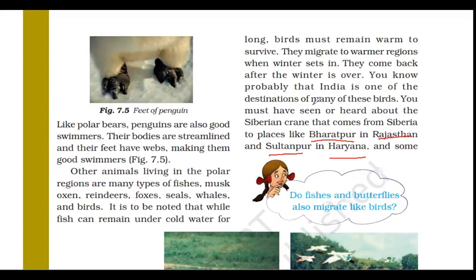The birds migrate from cold regions, like the Siberian crane from Siberia. They migrate from that place and come to these places for breeding and for wintering, to just stay for a couple of months, and then they will go back.